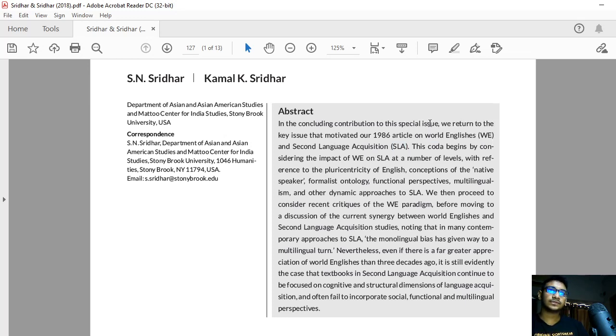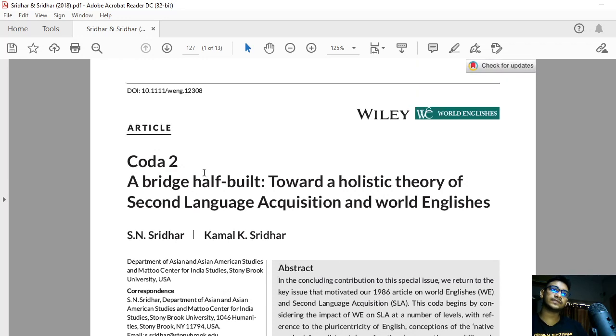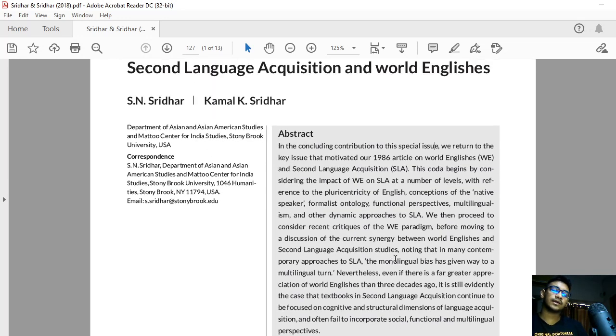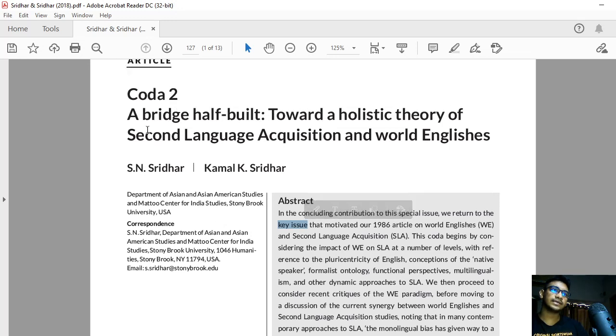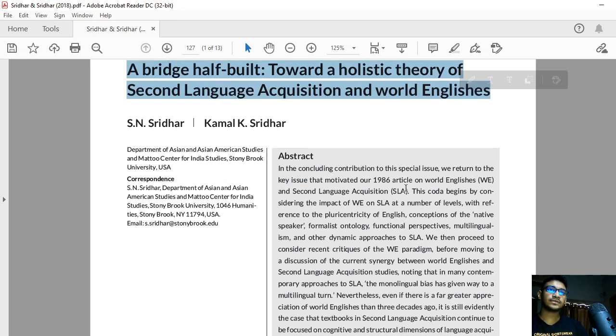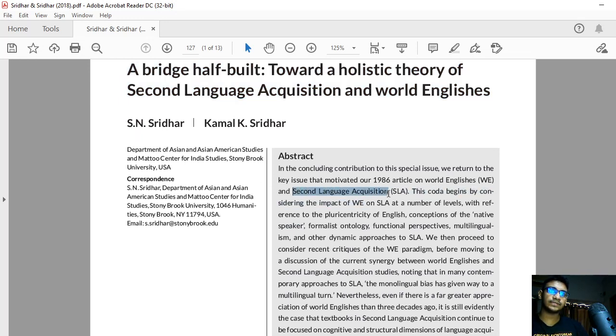So here one thing I think I should address is that this issue is not the same as this issue. The issue here, this special issue, I think they are referring to the issue of a journal. A journal may have several issues, like if a journal comes out twice in a year, then there are 2 issues. Like one comes out in June, another in December. If it comes out 3 times, then there are 3 issues. Anyway, this key issue referred to here is about the bridge half built, their topic. So they're trying to connect World Englishes and SLA, these 2 fields together.